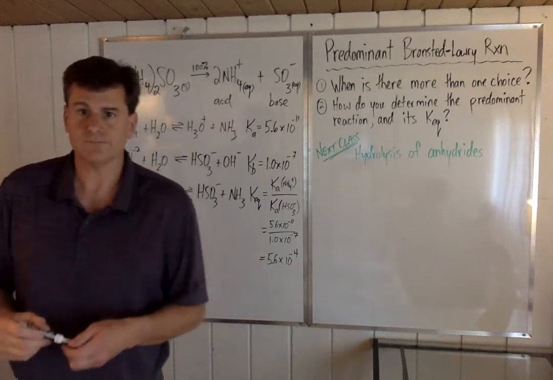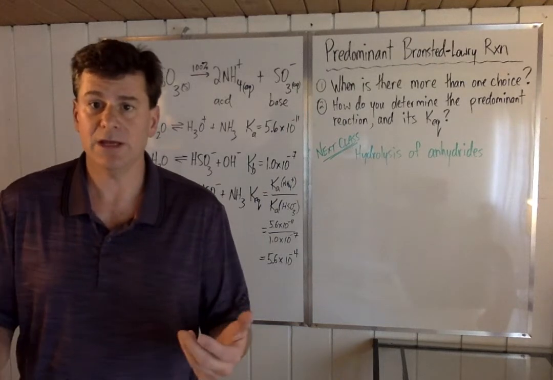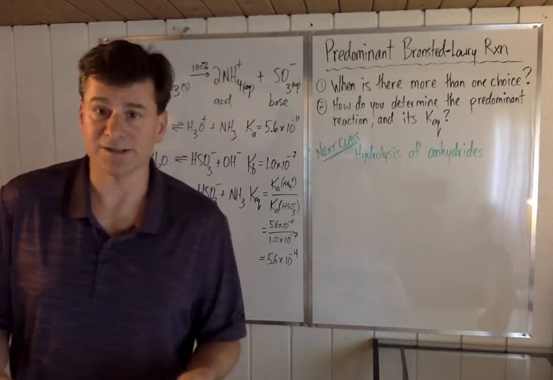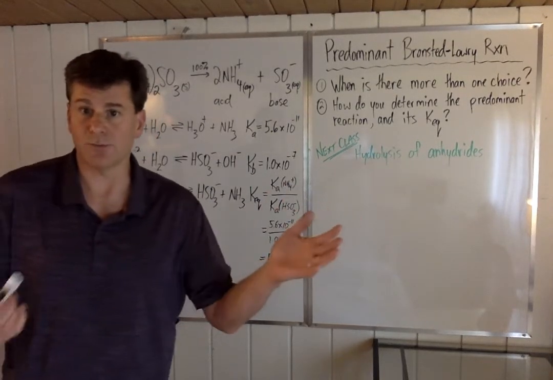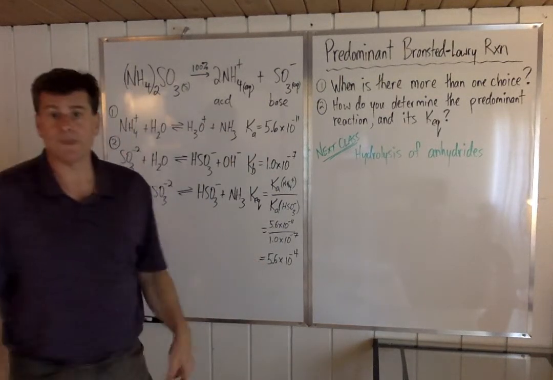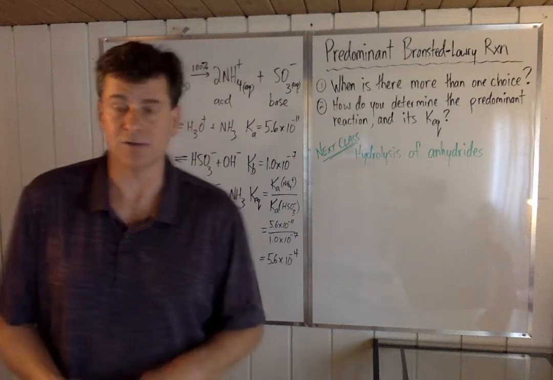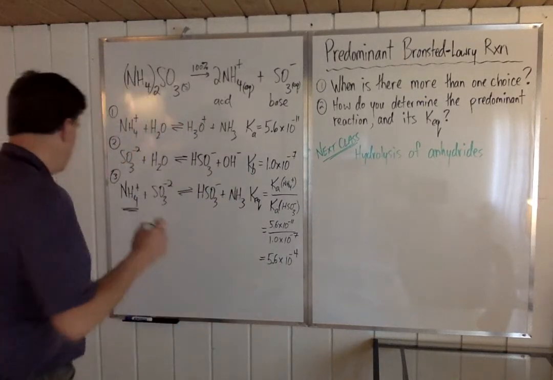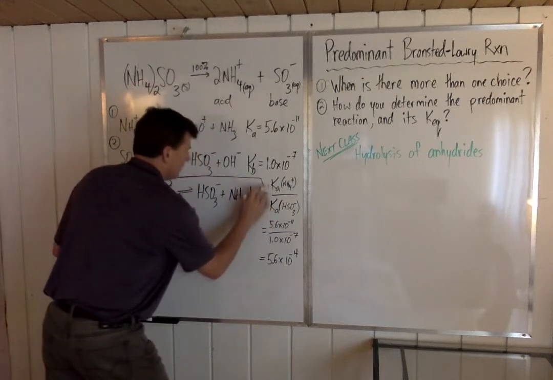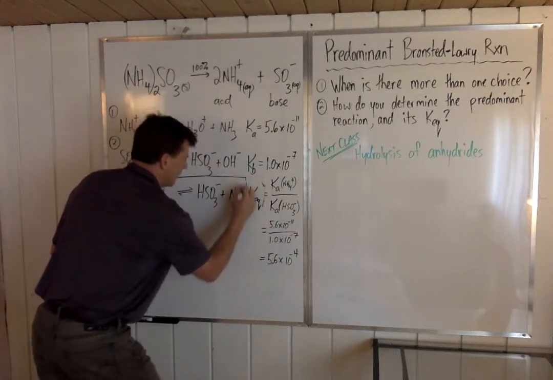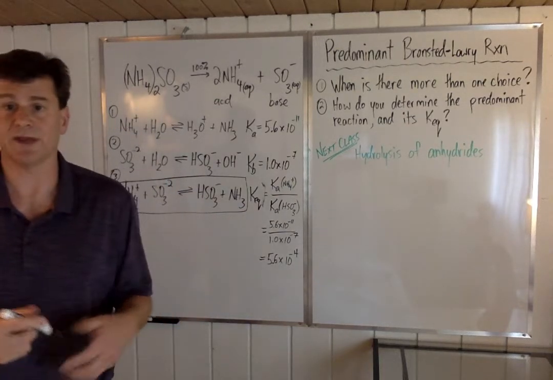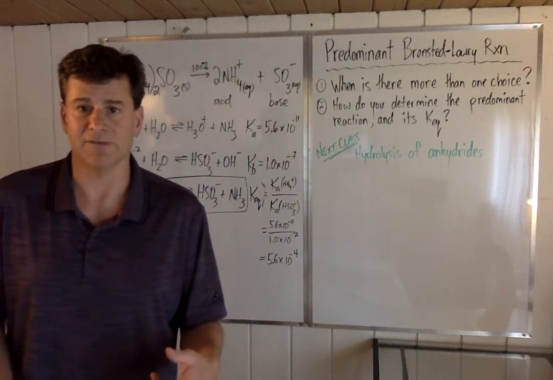So now you've got 3 Bronsted-Lowry reactions, you've got 3 equilibrium constants, and they've all got relative values. Negative 11, negative 7, and negative 4. So which one's the predominant reaction? Well, the 10 to the negative 4 is the predominant reaction. So actually, whoops, kind of missed that. That is the predominant reaction with a Keq of 5.6 times 10 to the negative 4.